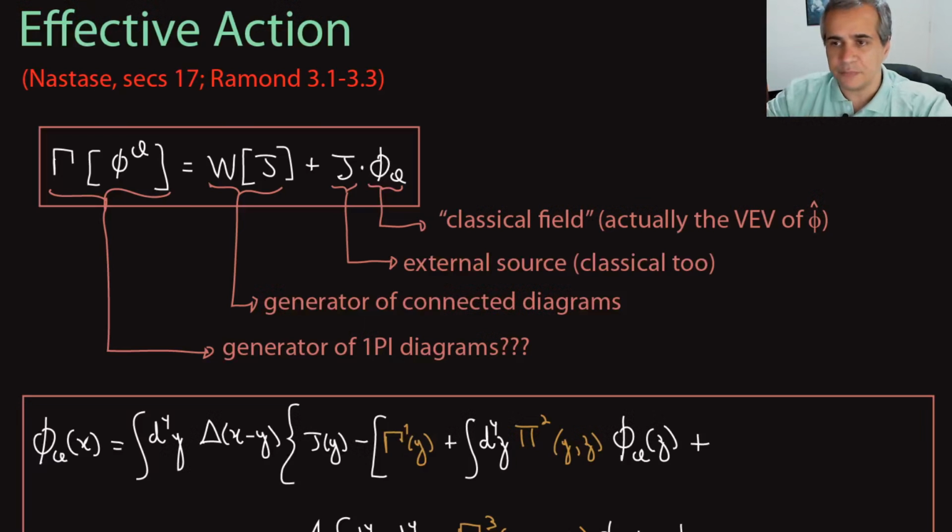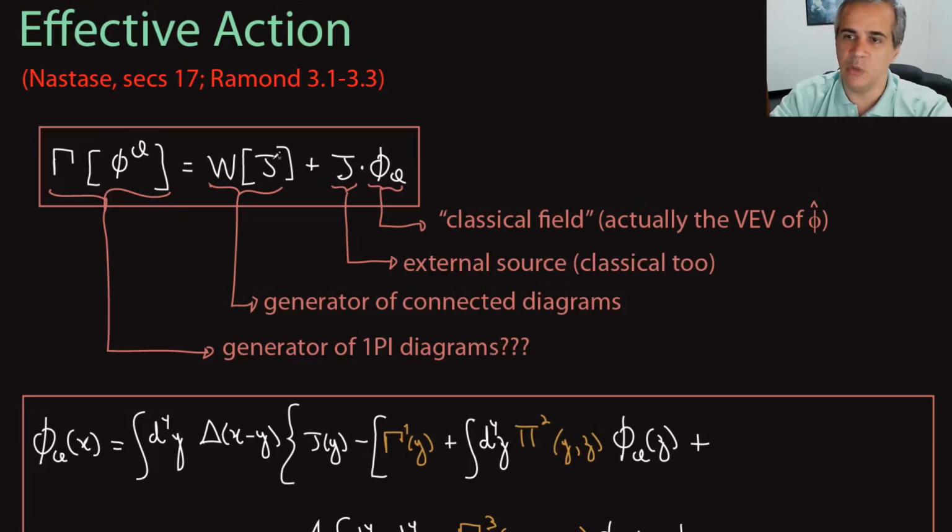And then I was trying to get essentially what is in this first box here. I argued that starting from the generator of the connected diagrams, I could obtain this object, which I didn't name yet, that would be the generator of the 1PI diagrams. I still didn't show that, but that's where we're trying to get.